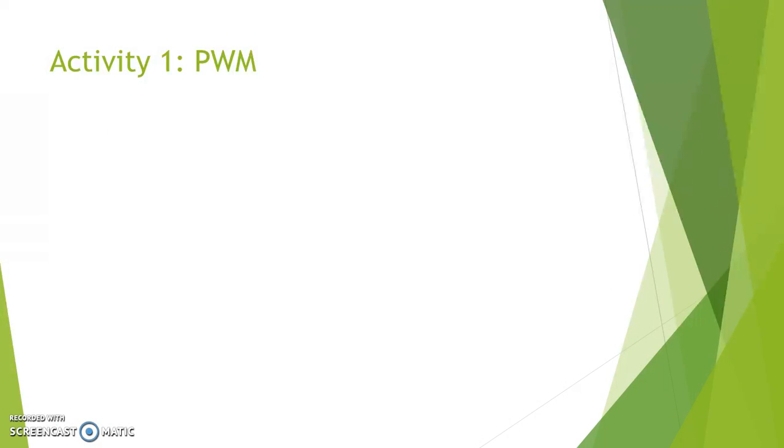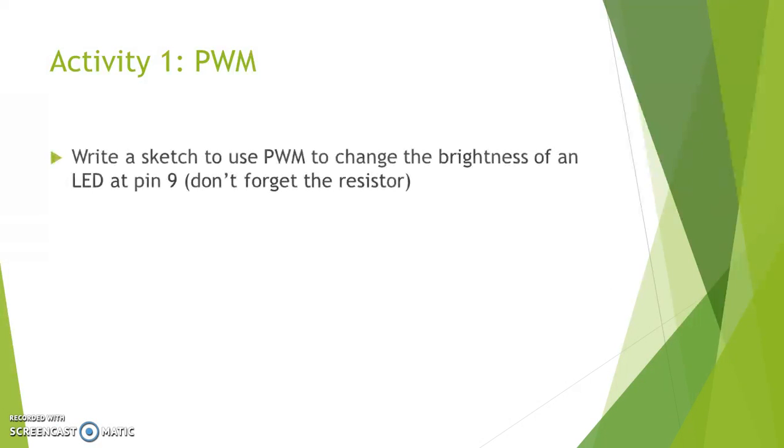So really there isn't much more to discuss here. We can try out PWM pretty easily. What I'd like you to do is write a sketch to use this to change the brightness of an LED at pin 9. And you can just modify the code and see the difference in the LED. If you want to, use several LEDs and you can compare them between the different pins. Don't forget your resistor when you're doing this. And go ahead and build this sketch and then unpause the movie when you're finished.